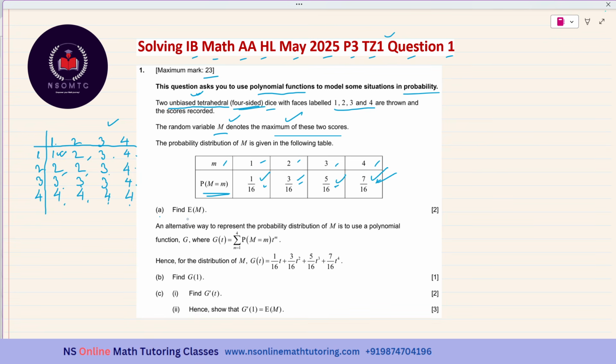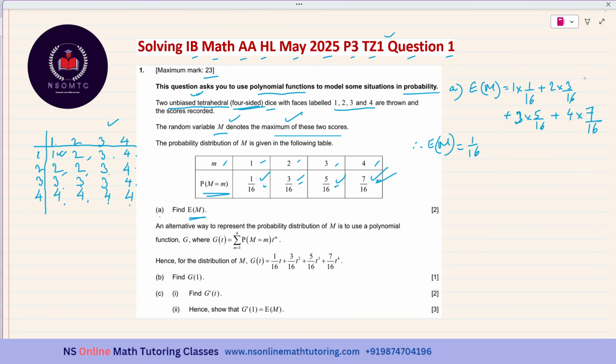So part A's question is to find the expected value of m. The expected value of m should be equal to 1 times 1 over 16 plus 2 times 3 over 16 plus 3 times 5 over 16 plus 4 times 7 over 16.